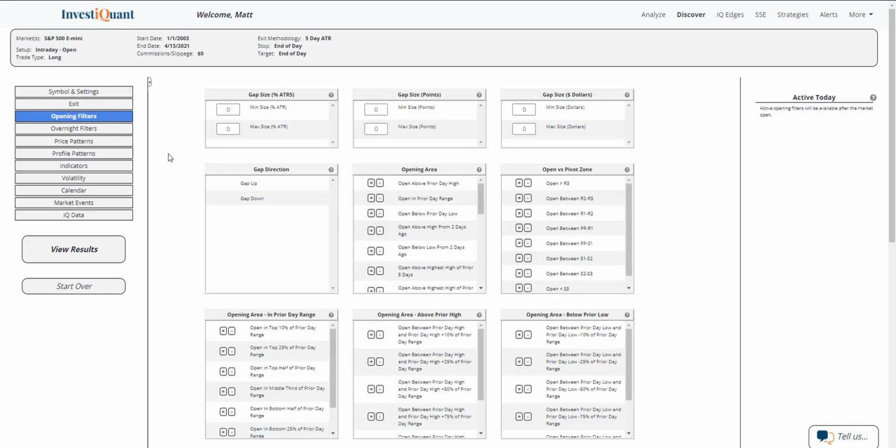Now, for the opening filters, we're trading down around yesterday's low. The overnight session has taken out the low, but it's trading right around it. I don't know exactly where we're going to open, so I'm going to say the gap direction is down. If you want to get a little closer to the open, you can come into the opening area and add if we're opening in range or opening below the prior day low to see exactly what this has looked like in the same scenario. But I've got gap down here for now.